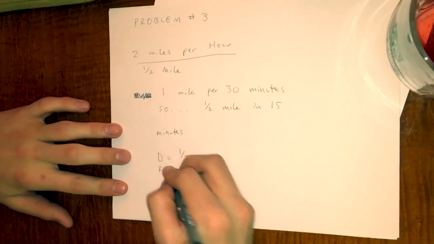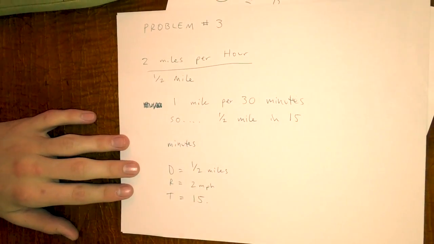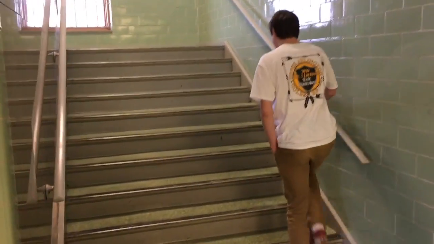So, as presented by the equation distance equals rate times time, time to walk 1/2 of a mile at a rate of 2 miles per hour is 15 minutes.